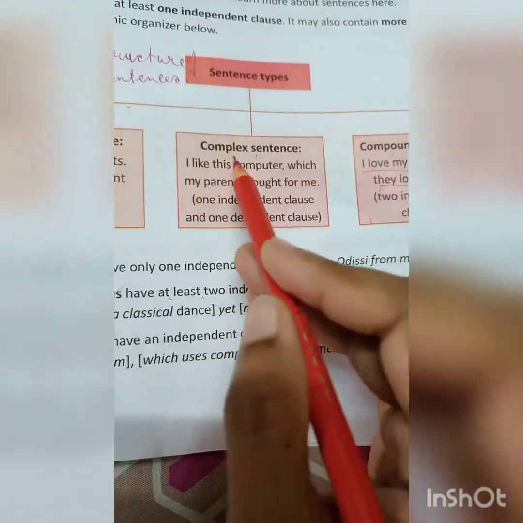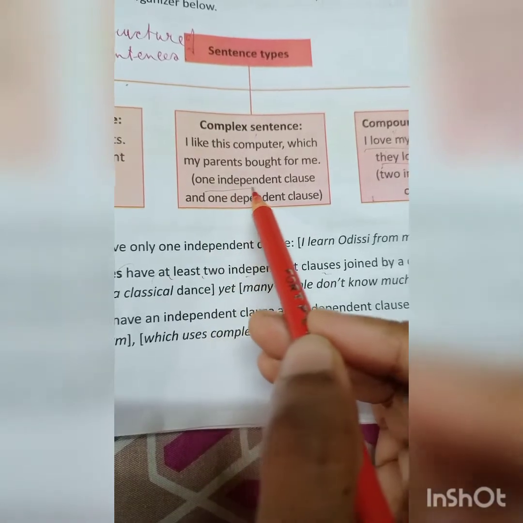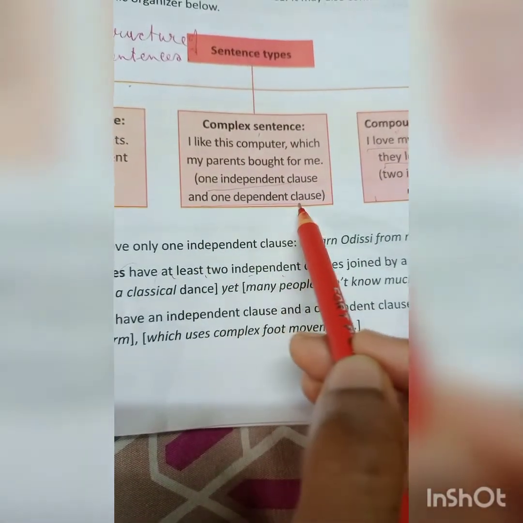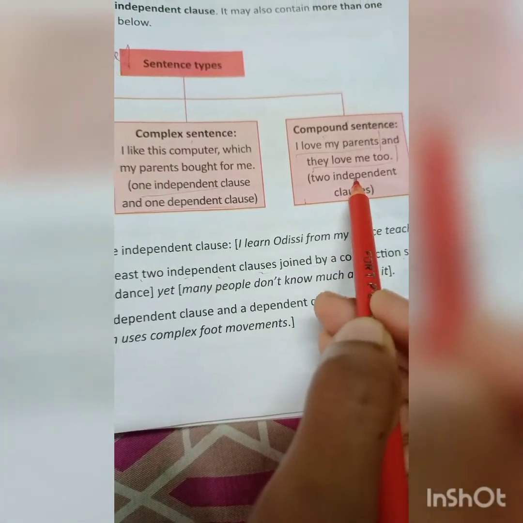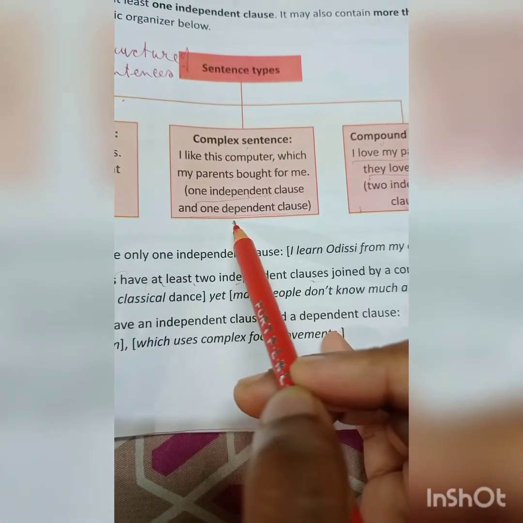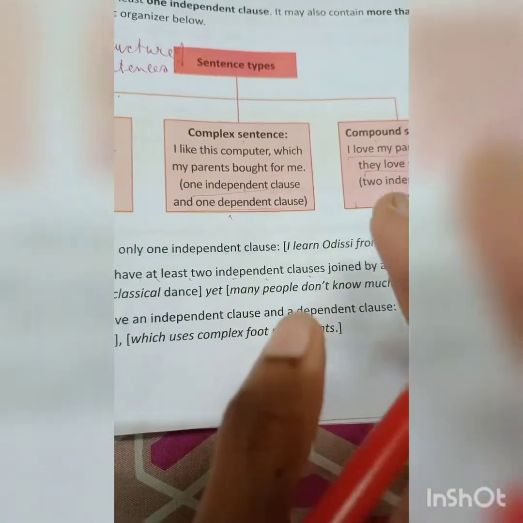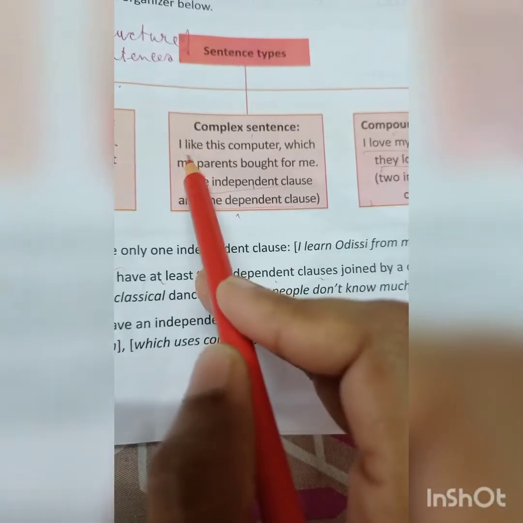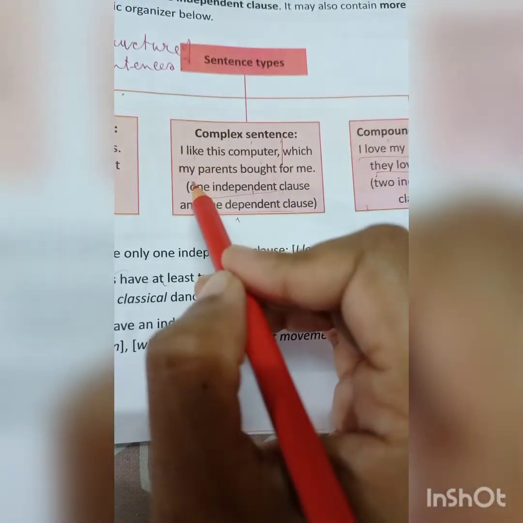Next comes complex sentence. Complex sentence means 1 independent clause and 1 dependent clause. Compound means 2 independent clauses. Complex means 1 independent, another one will be dependent. It will be joined by WH words, for, if, though, although. See, I like this computer. This is one part of the sentence. My parents bought for me. This is another part of my sentence.